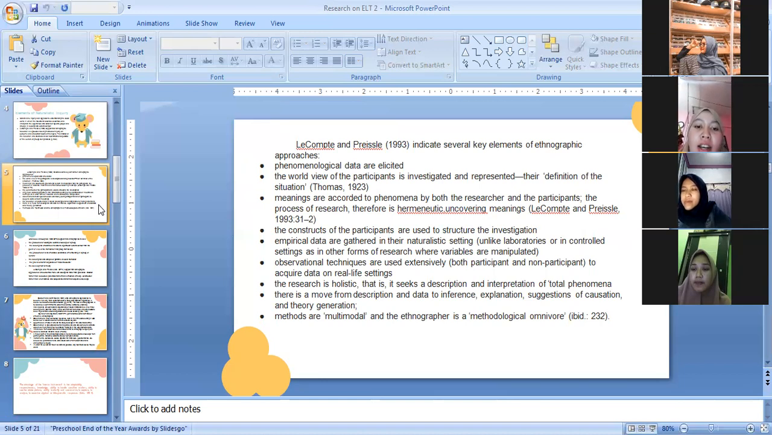Next, empirical data are gathered in their naturalistic setting, unlike laboratories or in control settings as in other forms of research where variables are manipulated. Next, observational techniques are used extensively for the participant and non-participant to acquire data on real-life settings. And then the research is holistic, that is, it seeks a description and interpretation of social phenomena, and there is a move from description and data to inference, explanations, suggestions of causation, and theory generation. And last, methods are multimodal, and the ethnographer is a methodological omnivore.